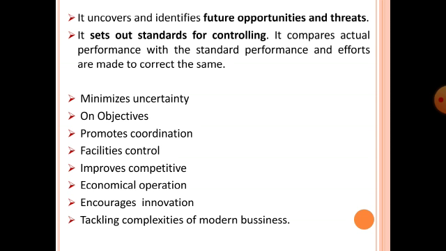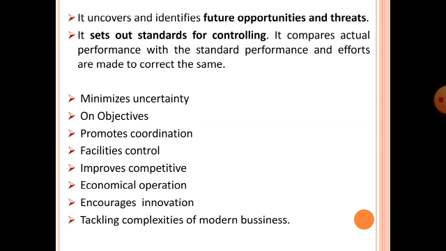First is minimizing uncertainty, objectives, promoting coordination, facilitating control, improving competitive strength, economical operation, and encouraging innovation. And the last one is tackling the complexity of modern business. Okay, we take the first point and discuss minimizing uncertainty. It means the future is generally uncertain and things are likely to change with the passage of time. Planning minimizes the uncertainty of the future as the future events are anticipated. That is known as minimizing uncertainty.